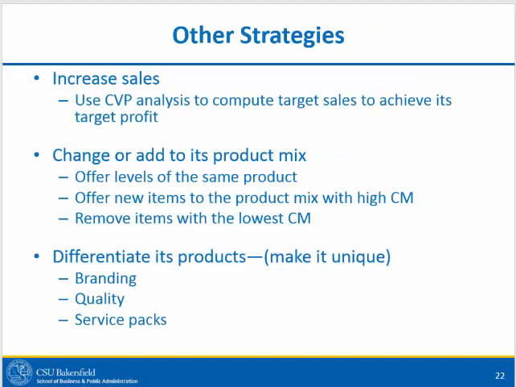So there are some other strategies. First of all, you can do your best to increase the sales so that maybe you can achieve your target profit. When you have a lot of sales, let's also assume that there are some fixed costs that don't change, so your increased sales can bring up your target profit. Also, maybe you have some products with a high contribution margin and some with the lowest contribution margin. You can discontinue those low items and focus on the products with the high contribution margin.